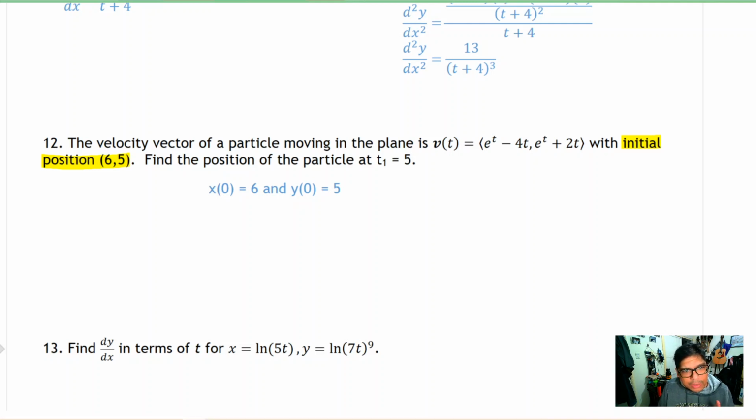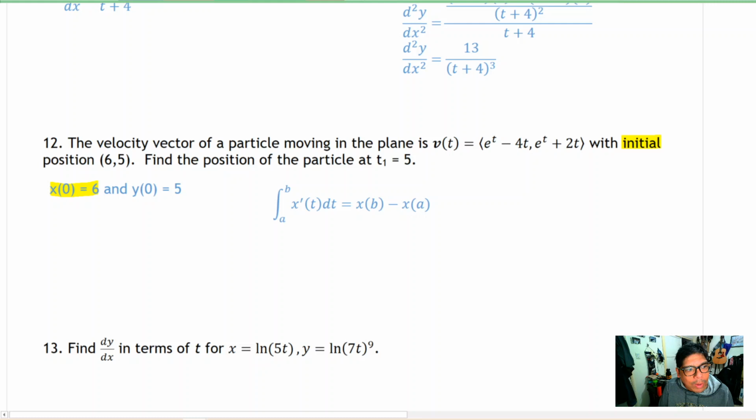Now we're going to take each of these components separately. So let's start with the x coordinate. We'll use the fundamental theorem of calculus with x prime. We know x of 0 equals 6, so we'll make our value of a 0. And we're interested in the position at t equals 5, so we'll make our other time b equals 5. Next, we have an equation for x prime. It's given to us in the velocity vector, and it's just e to the t minus 4t.